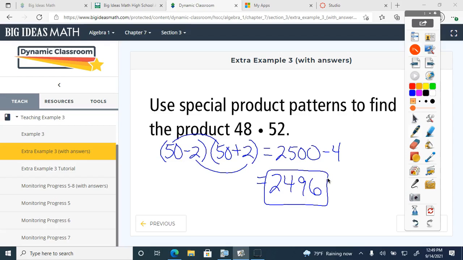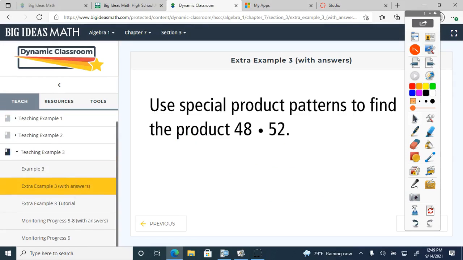Okay? Like I said, that's just kind of a mental math connection there. Will you ever do that if you have a calculator or a phone in your hand? No, you're just going to type in 48 times 52 and get your answer. But it's just showing you that you can use numbers along with what we learned with the variables. Everybody good?